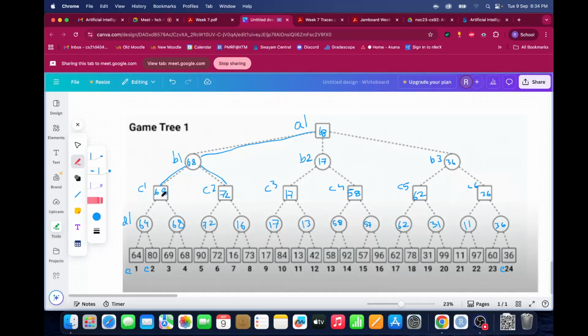Now this 68 is coming from this one, and this 72 is coming from this one. This 68 is again coming by comparison of 69 and 68, and this 72 by a comparison of 90 and 72. So 3, 4, 5 and 6, these are the nodes that result in the final min max value of 68. So that's how we deduce it.